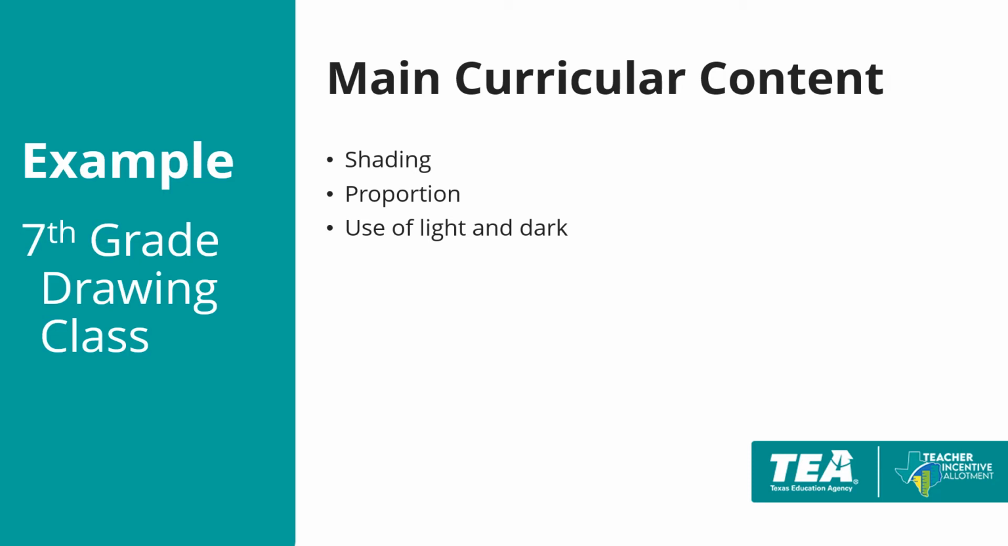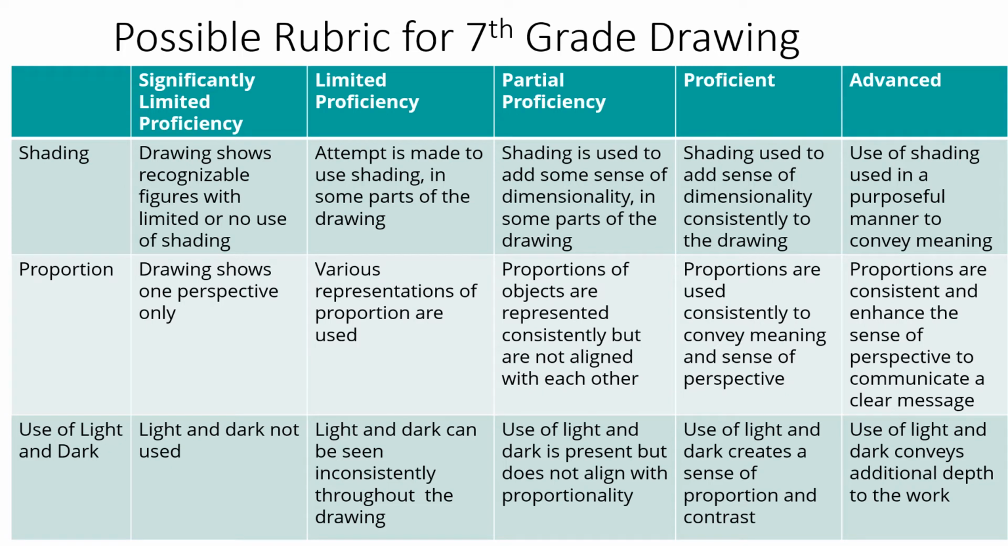So a rubric could be developed in a way that explains in detail what shading looks like across a variety of skill proficiencies, what proportion looks like across a variety of skill levels, and then what light and dark looks like across a variety of skill levels. So here's a possible rubric for that 7th grade drawing class.